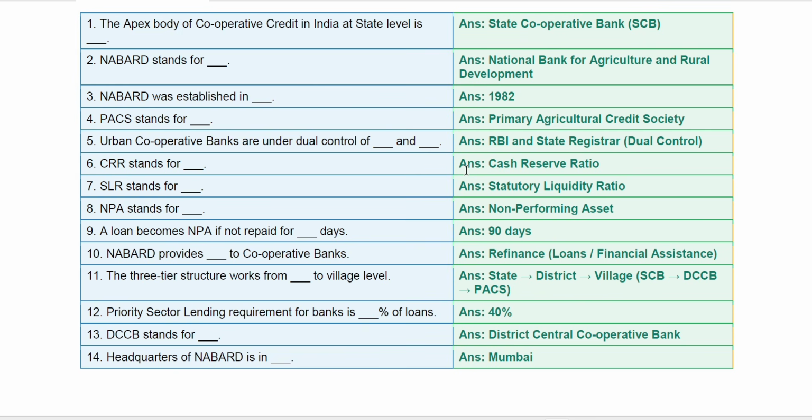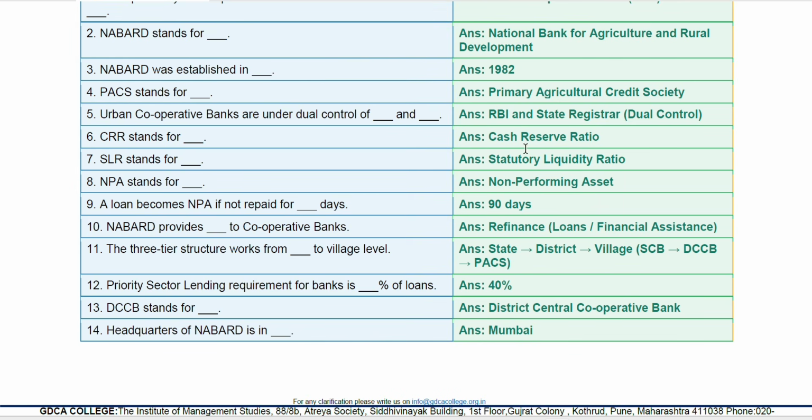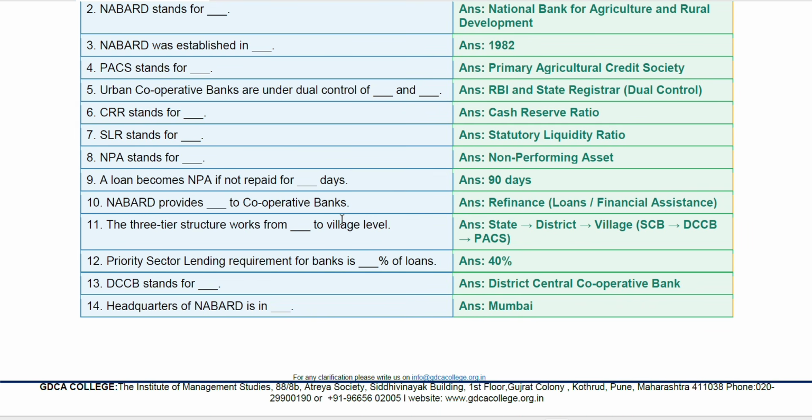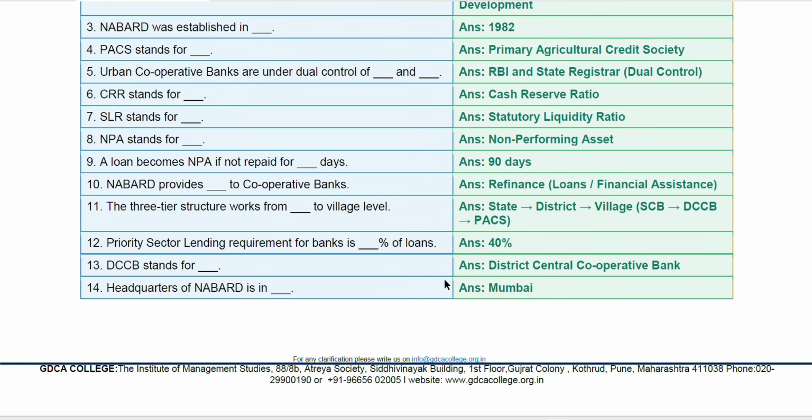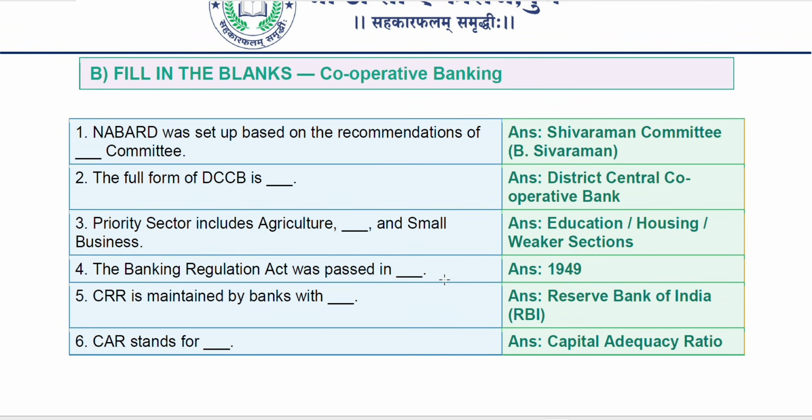CRR stands for Cash Reserve Ratio, SLR stands for Statutory Liquidity Ratio, NPA stands for Non-Performing Assets. A loan becomes NPA if not repaid for 90 days. NABARD provides refinance loans or financial assistance to cooperative banks. The three-tier structure works from state, district, village: SCB, DCCB, PACS. Priority sector lending requirement for banks is 40% of loans. DCCB stands for District Central Cooperative Bank. Headquarters of NABARD is in Mumbai.